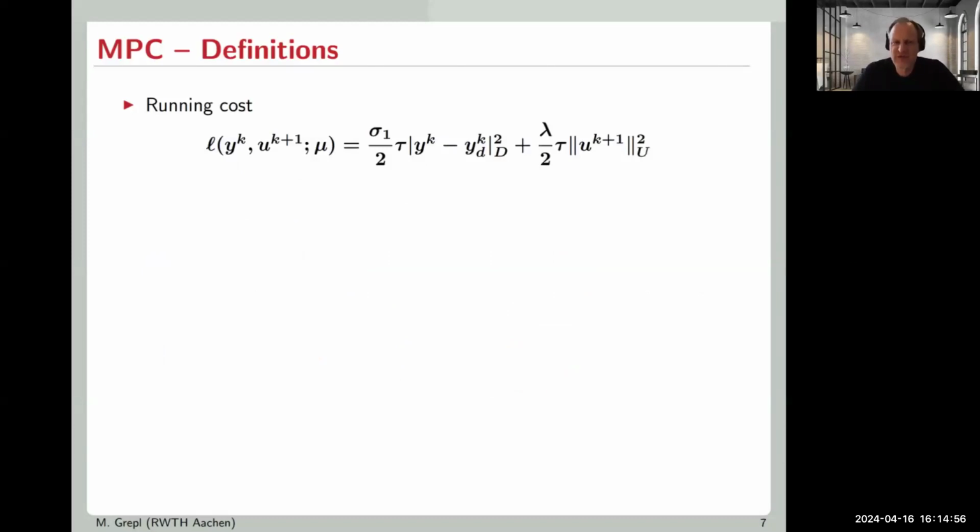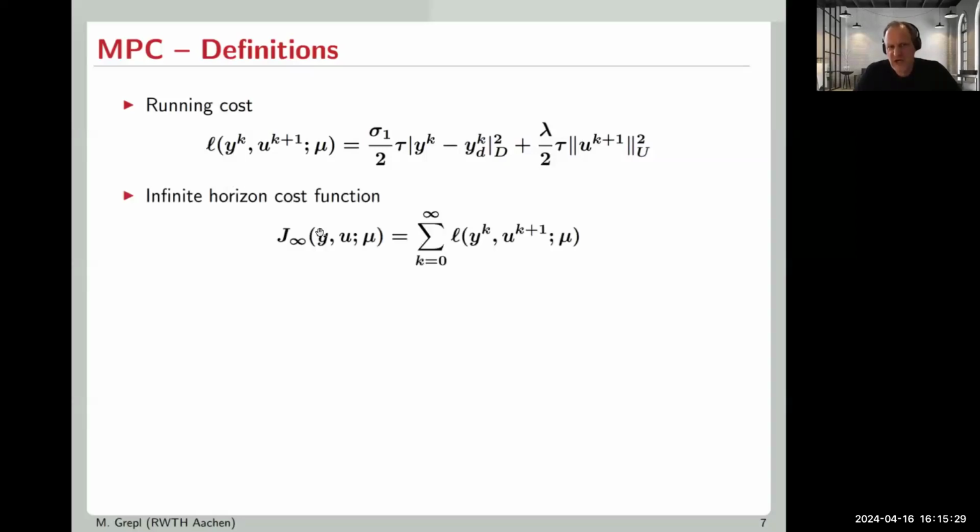So just some definitions from the MPC literature. We define, first of all, the running cost, or the so-called stage cost, which is basically the cost in one time step. So if I would go back now to the cost functional that you just saw, these are basically the terms that appear in the sums or under the integrals in the continuous formulation. So again, the deviation of y from the desired state in one time step and the cost of the control. And this is called, again, the running or the stage cost L.